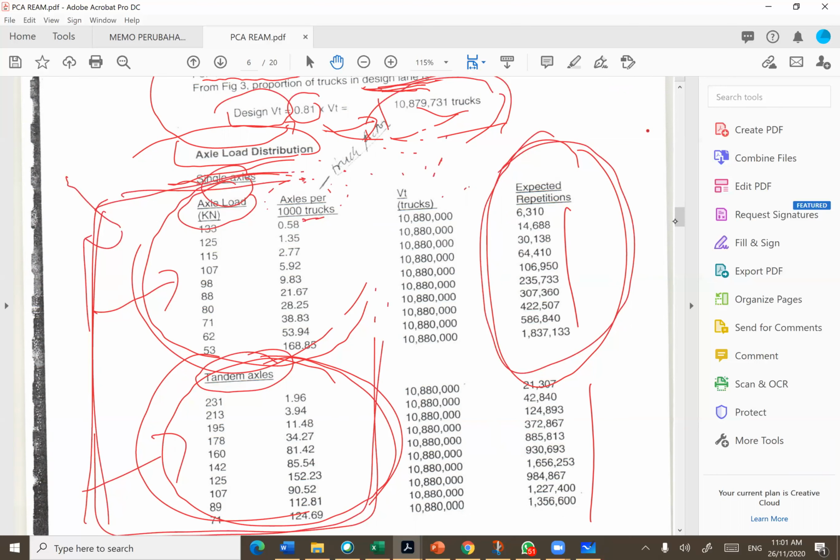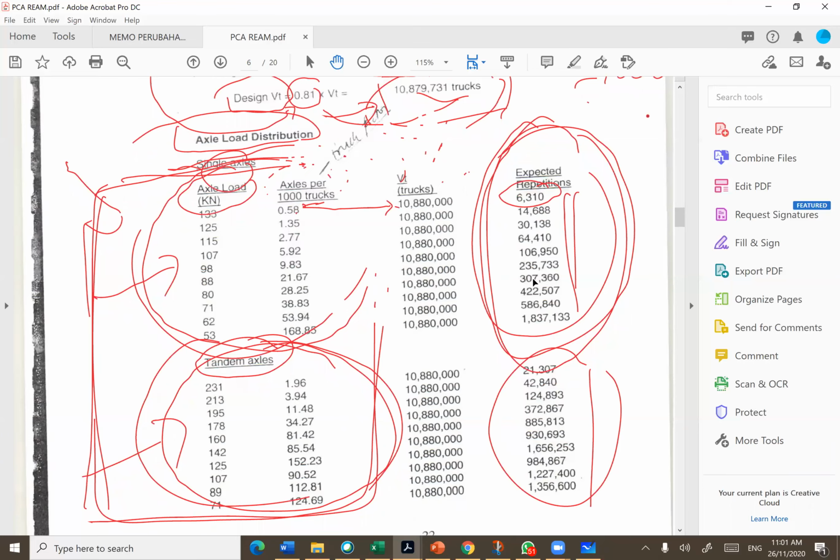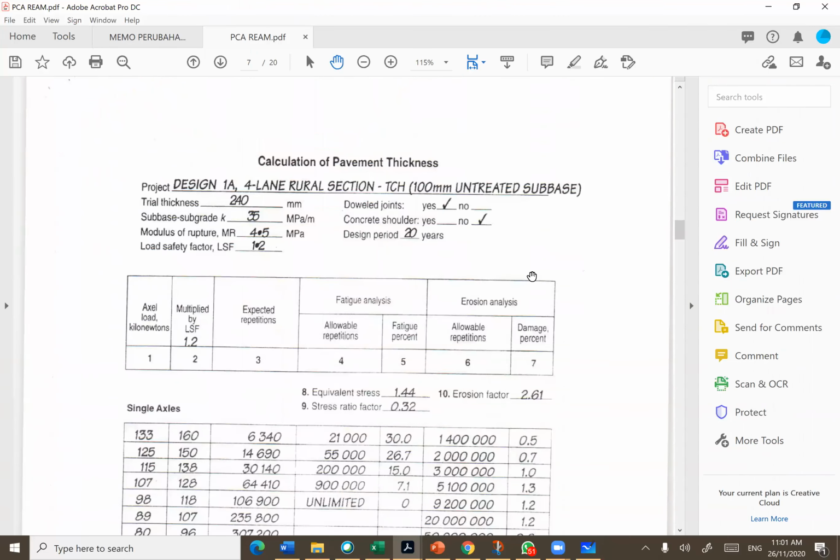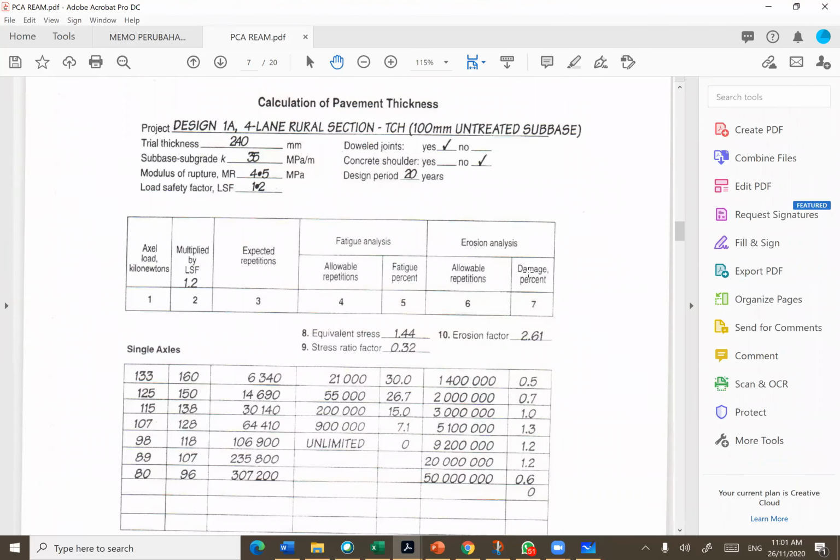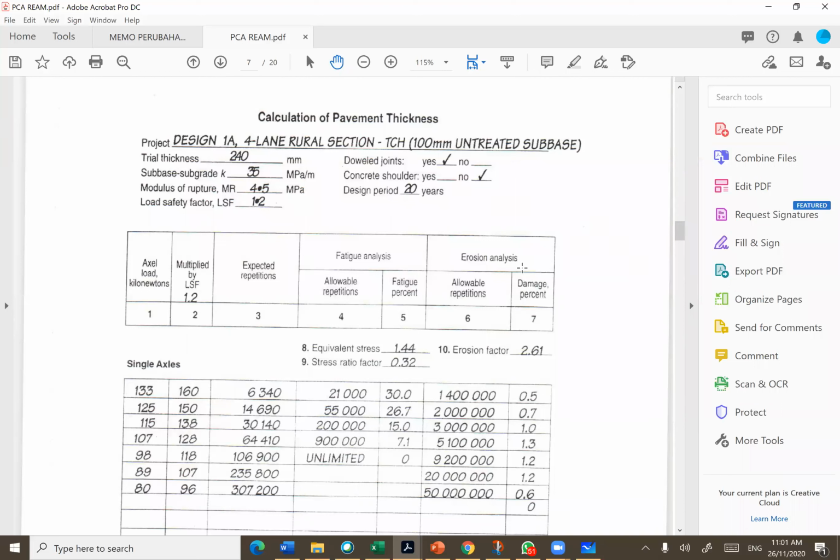Once you have this, you need to transfer this information to this. These are actually the main form that we're going to use to do the design analysis. Now let's have a look at this form first. We leave that one first.